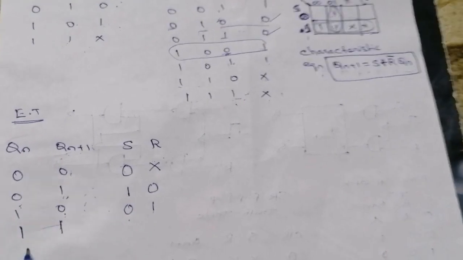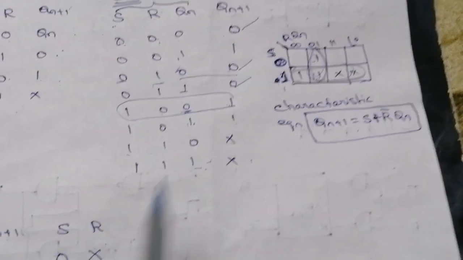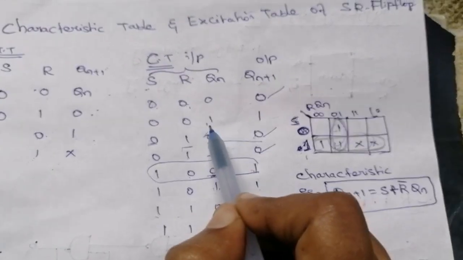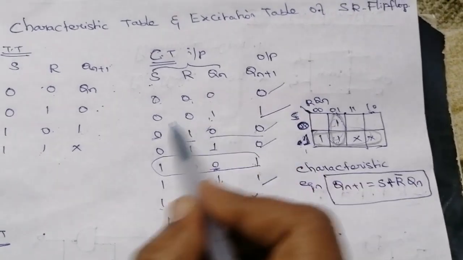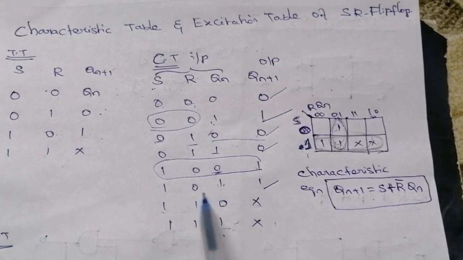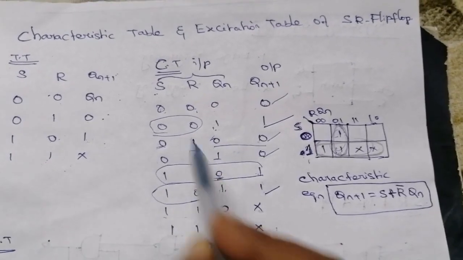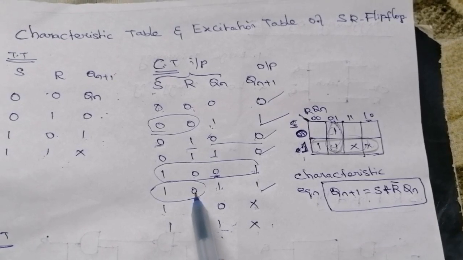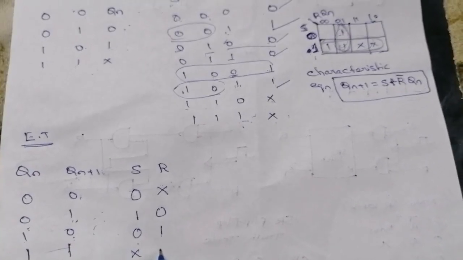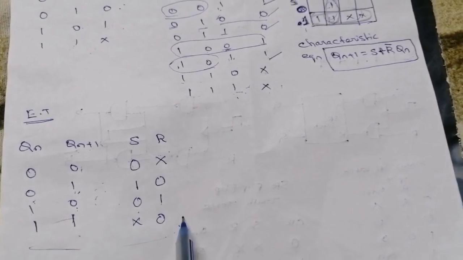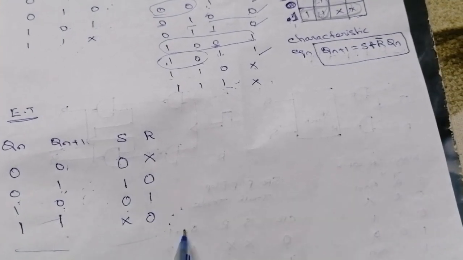And the last possibility is 1 1, right? In this characteristics table, Qn 1 and Qn plus 1 1 is this pair and also this pair. In these two pairs, the SR value is 0 1 here and 0 0 here. So the R value is common for both cases, which is 0, and the S value is 0 or 1, so we write X. So this is the excitation table of the SR flip-flop, right? That's all about the excitation table and characteristics table.